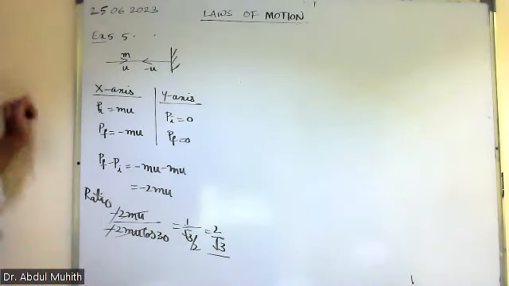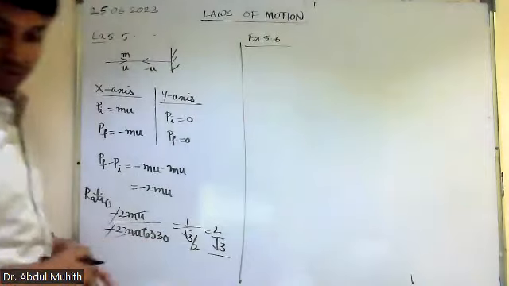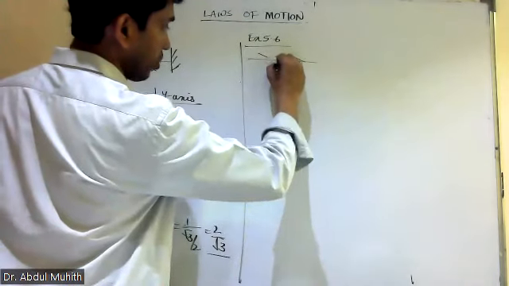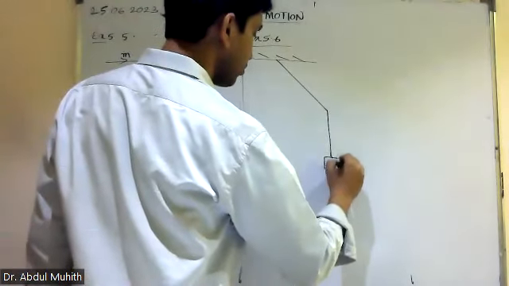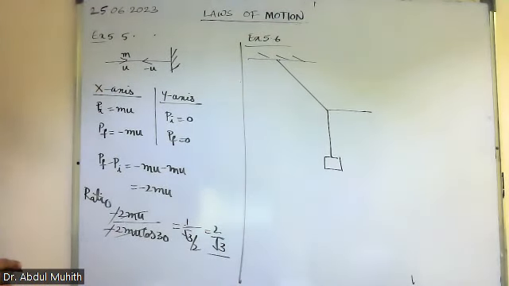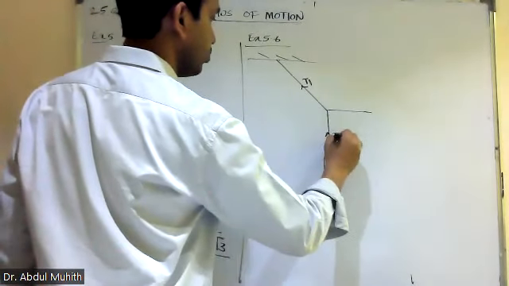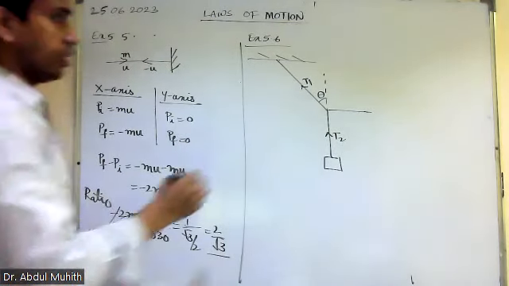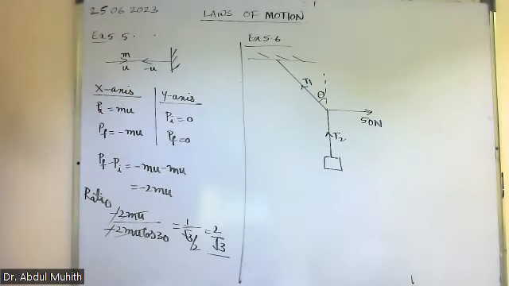Now the next question. This is important, see example 5.6. This type of question can come in entrance exams also. So the question is like this: there is a rope, a 2-meter rope. The rope is this way, this is T1 and this is T2. This angle is theta and this is 50 newtons.